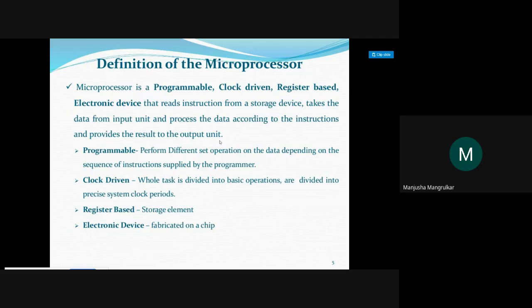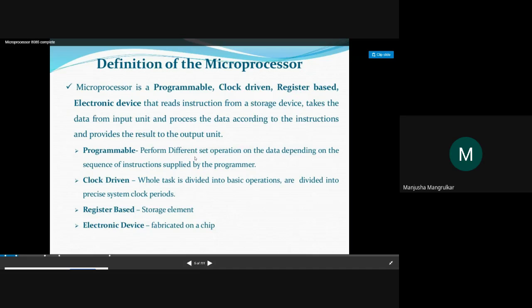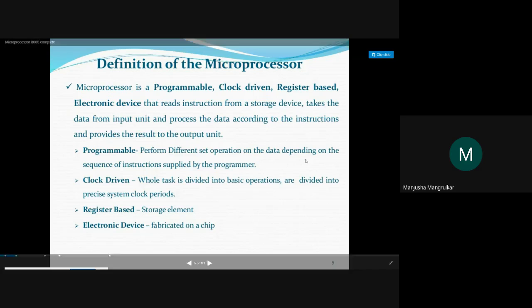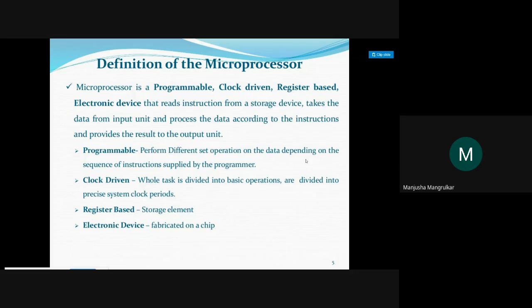We read it from there, perform the task, take the data from the input unit and process the data according to the instructions. What kind of instructions will be given? It is predefined, well defined instructions, right? A well defined program. So it performs the instructions according to the program and provides the result to the output unit, right? Programmable means it performs different sets of operations on the data depending on the sequence of instructions supplied by the programmer.